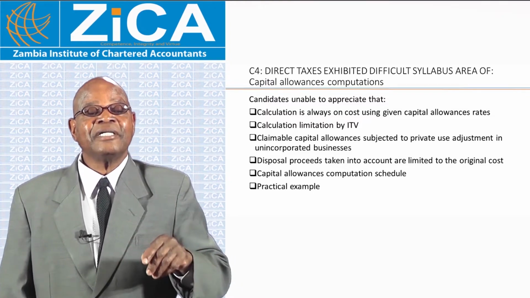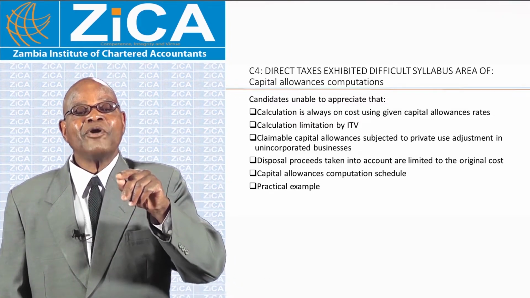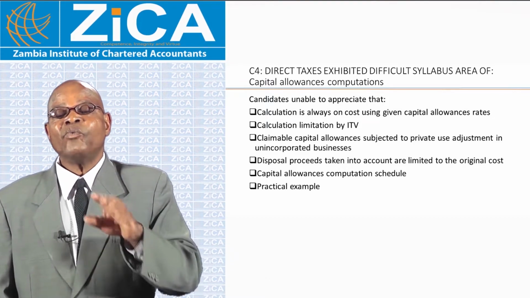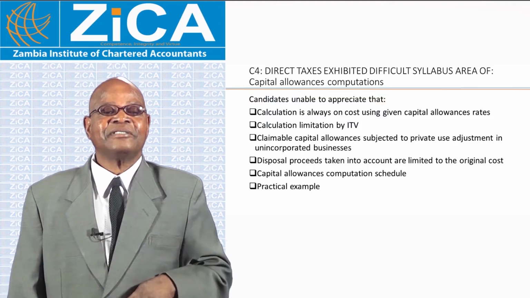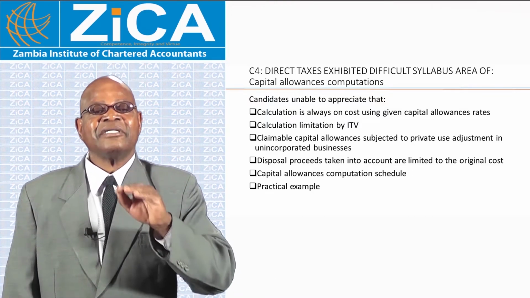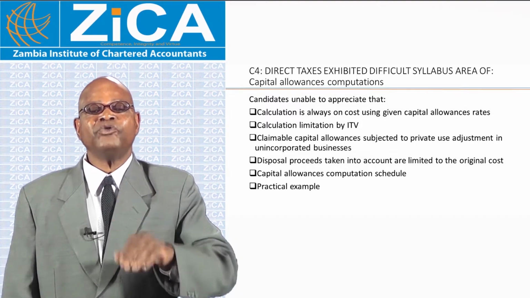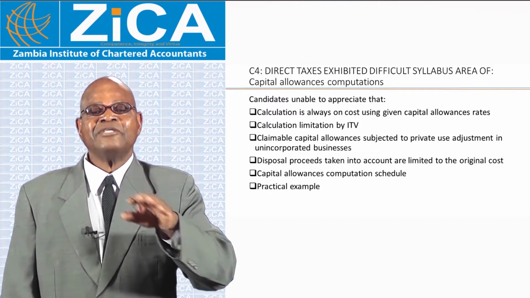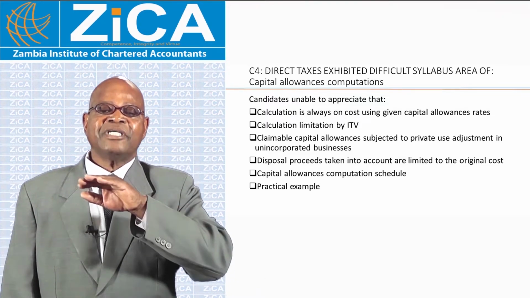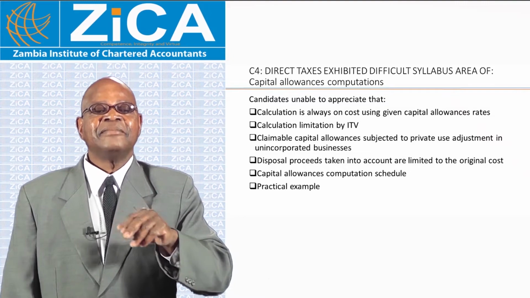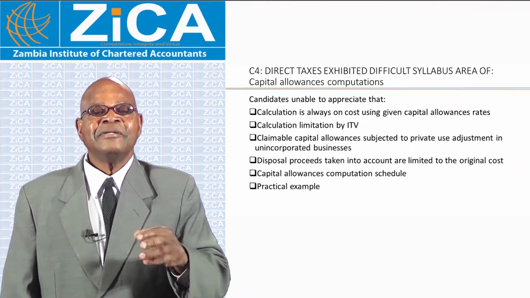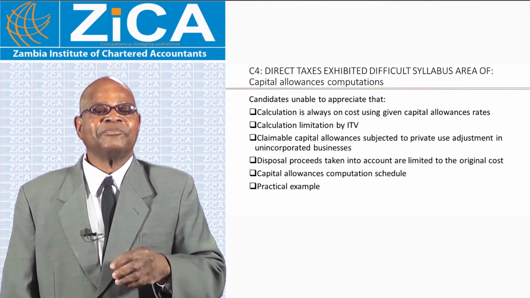The other problem is that of claimable capital allowances being subjected to private use adjustment when it comes to an unincorporated business. Now, what it means is this. If you have an asset which is capable of private use, in a case where the business is not incorporated, in other words, it's not a limited company, you will have to adjust the capital allowances that you're going to claim by removing the private use aspect.